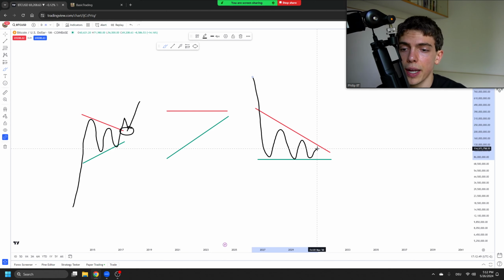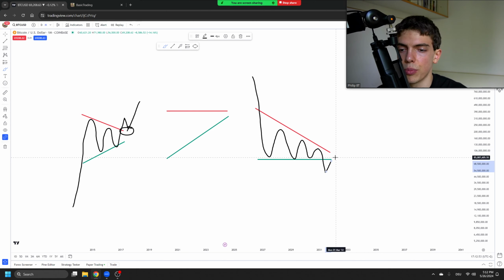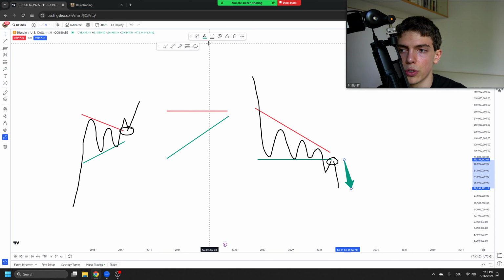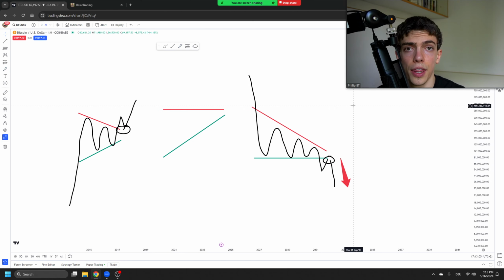You are anticipating a break, you see the break, you wait for a retest of this previous support, which at that point is turned resistance, and then you can simply enter a short position, meaning you're betting on the market to go down and trying to capitalize on this next drop towards the downside like that.